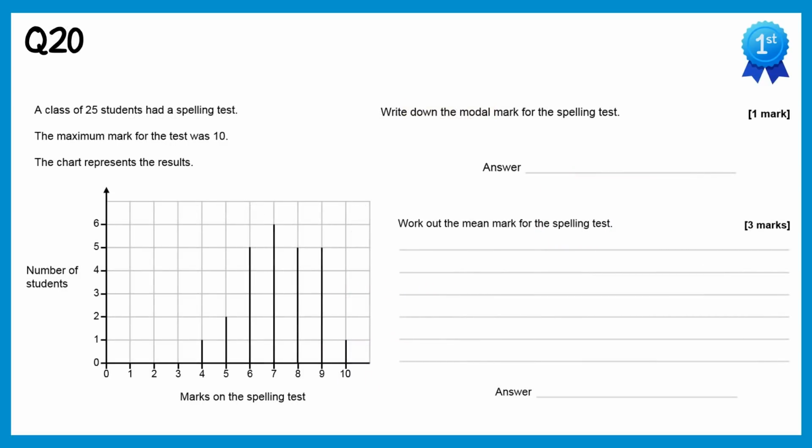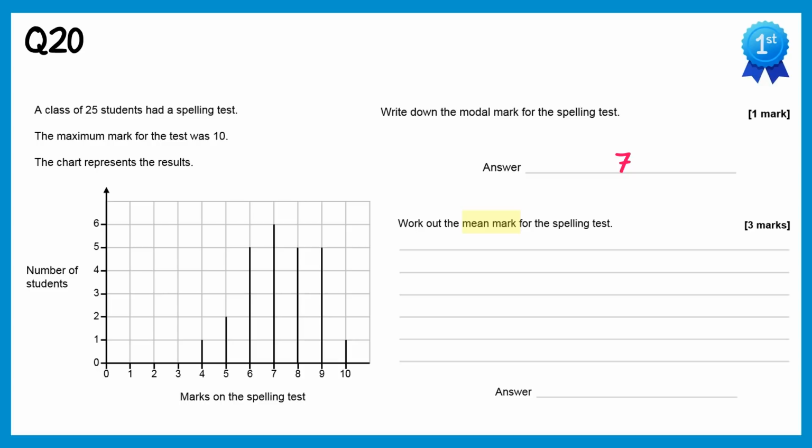We need to write down the modal mark. The mode is the most frequent. So if you look at the spelling test marks, 7 has the highest bar, so 7 is the most frequent, which means the mode is 7. We'll then move on to the mean. We need to add up all of the marks, then divide by how many students there were.